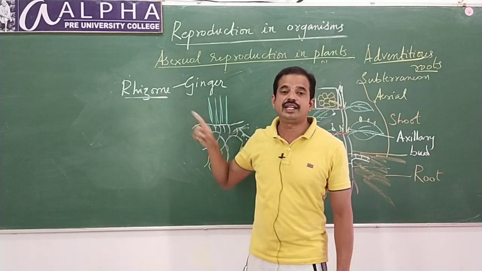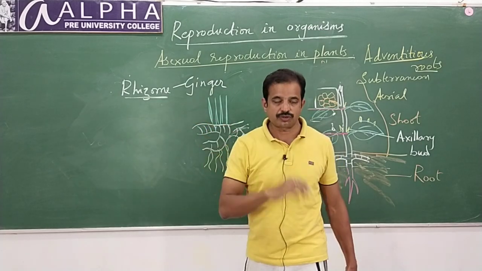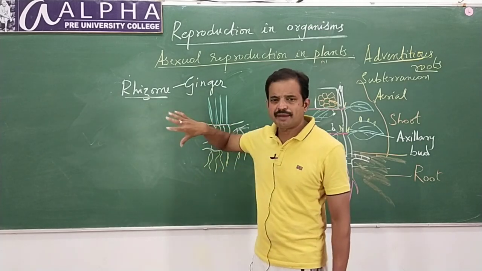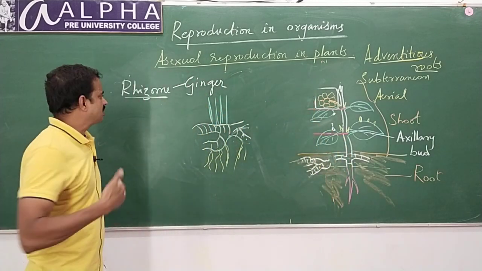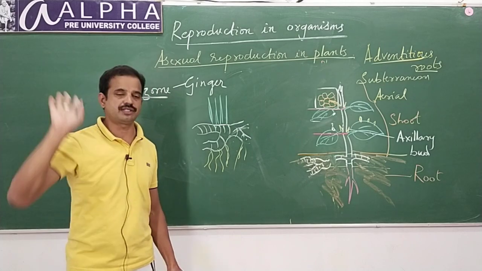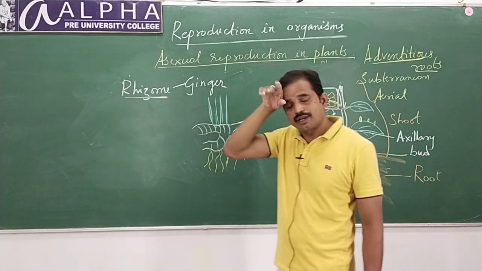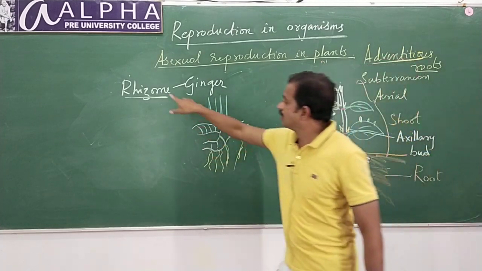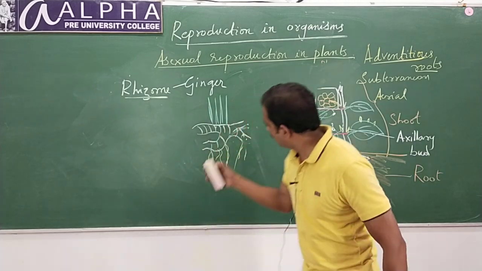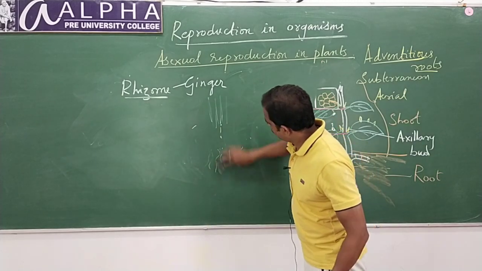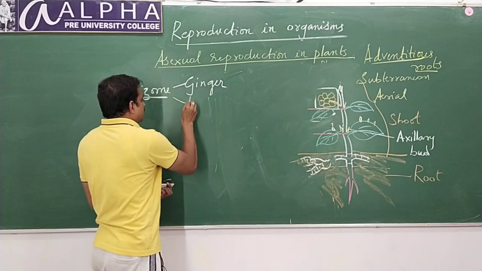Rhizome. I give you another question. Name the plant, give an example of a plant which reproduces asexually with the help of rhizome. What is your answer? Ginger. Ginger is the example. Students, in your textbook they have given another example along with ginger, that is banana.